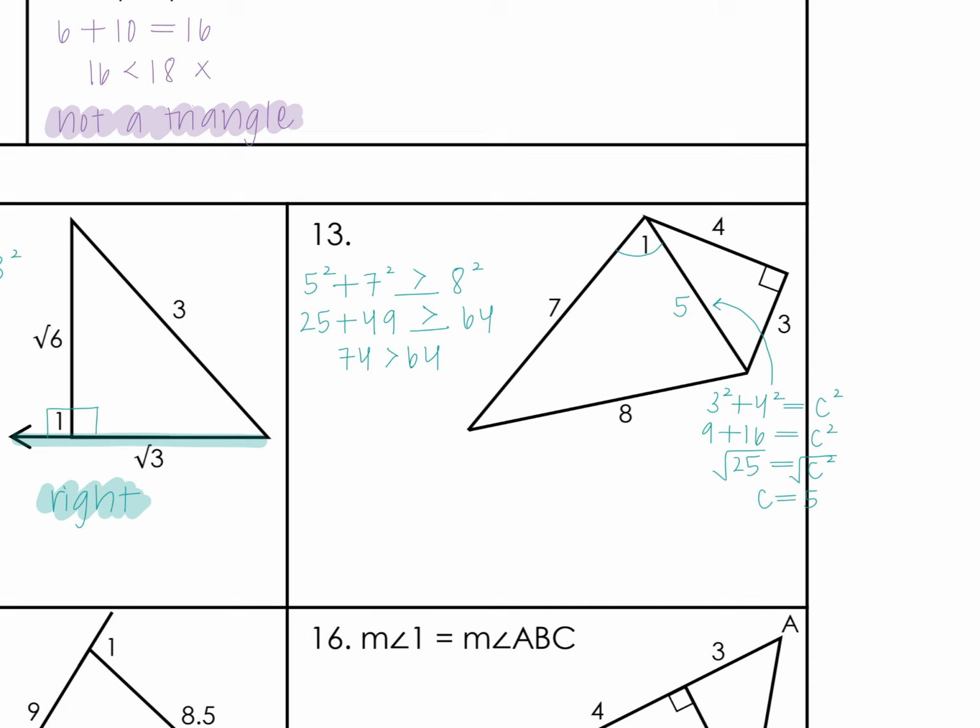Because this is an acute triangle, that means all of the angles inside are going to be less than 90 degrees, and therefore all of them will be acute angles as well. So that's how I'm getting my answer of acute.